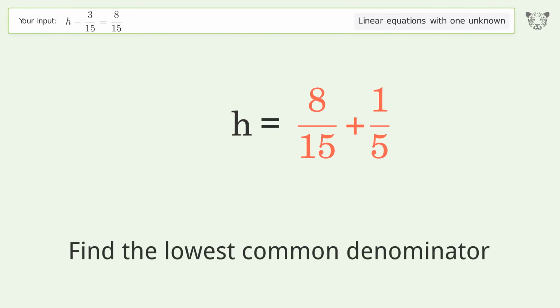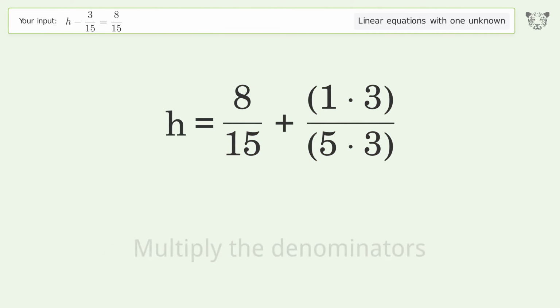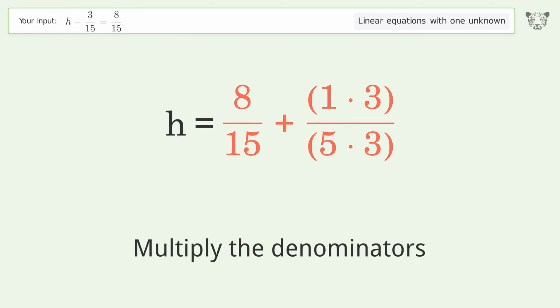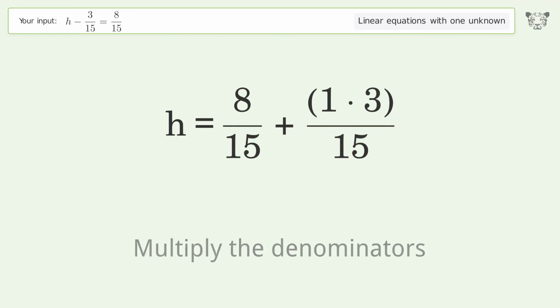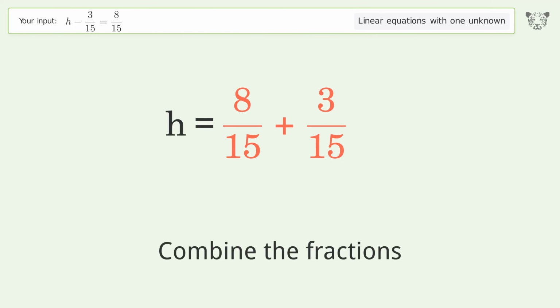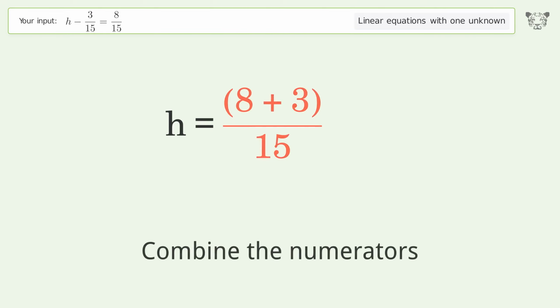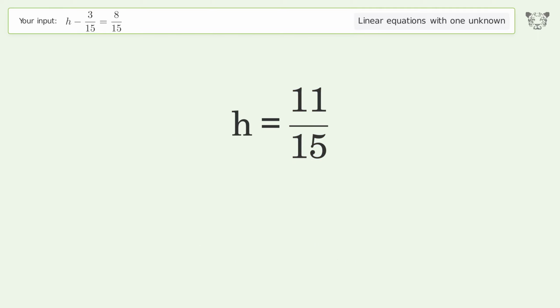Find the lowest common denominator. Multiply the denominators. Multiply the numerators. Combine the fractions. Combine the numerators. And so the final result is h equals 11 over 15.